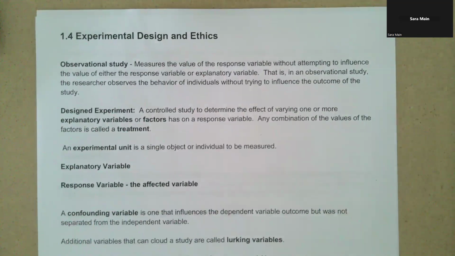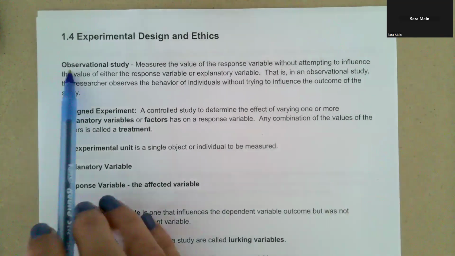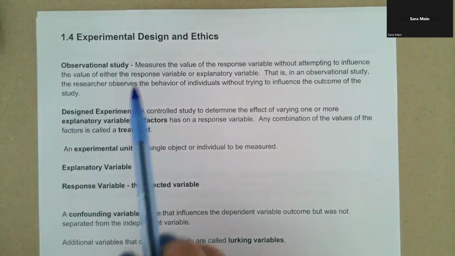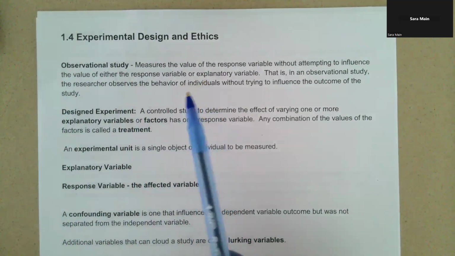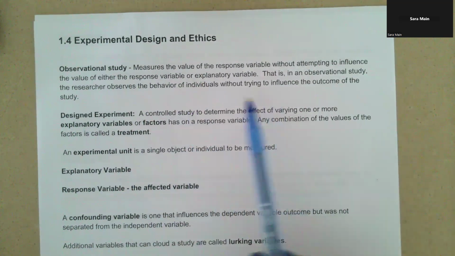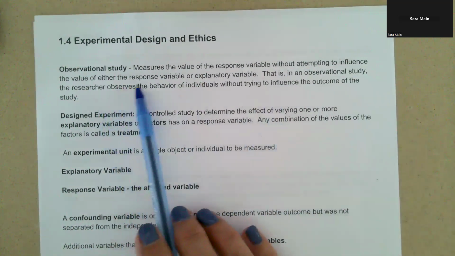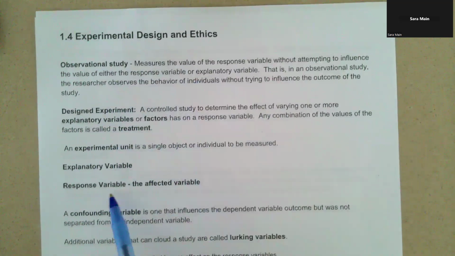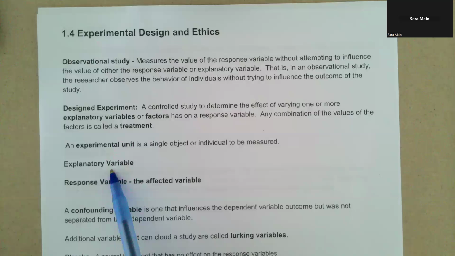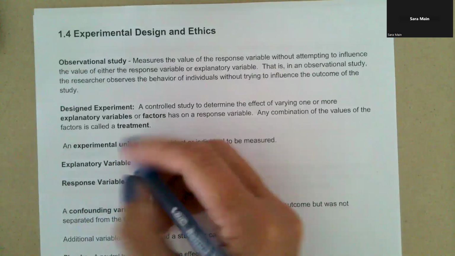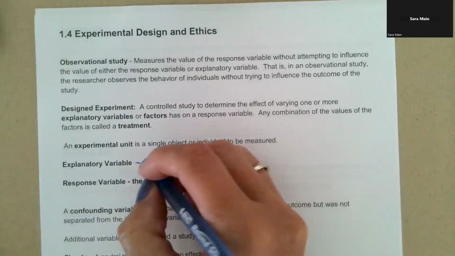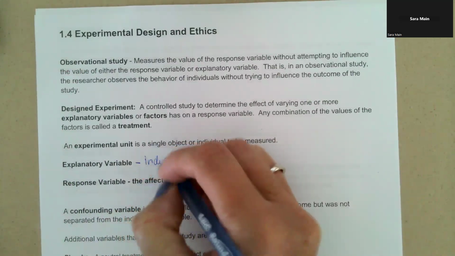So there are two types of studies. One is called an observational study and one is called a designed experiment. An observational study measures the value of the response variable without attempting to influence the value of either the response variable or the explanatory variable. So let's just go down for a minute and go over those two. The explanatory variable, if we go back to algebra, would be what we would call the independent variable.